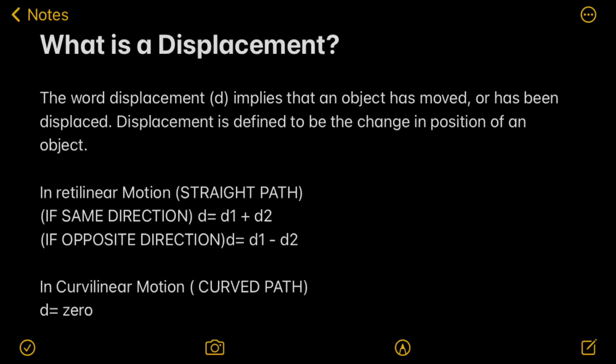So you're gonna ask me, why is it 0? Why is the displacement in curvilinear path 0? The displacement would be 0 if the object goes back to its original position. Now, let's start solving for displacements.